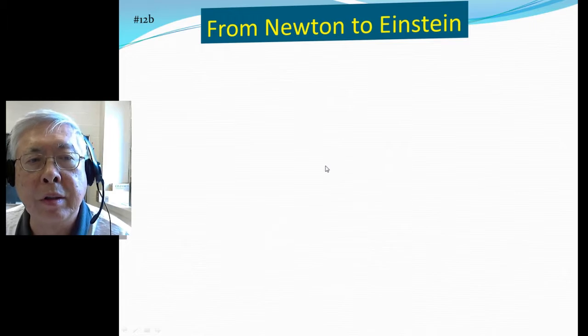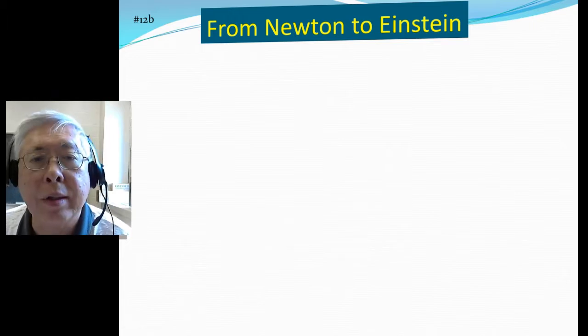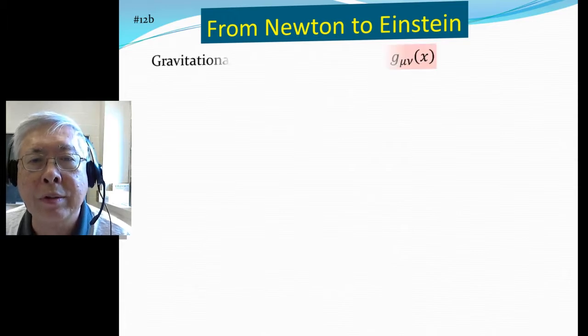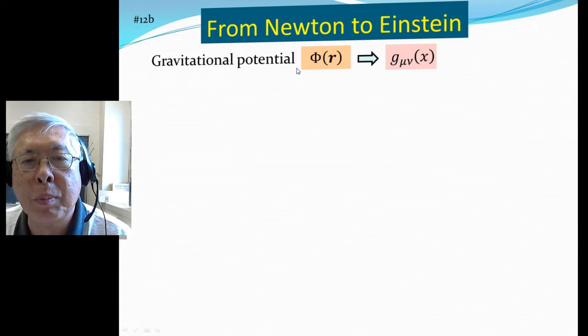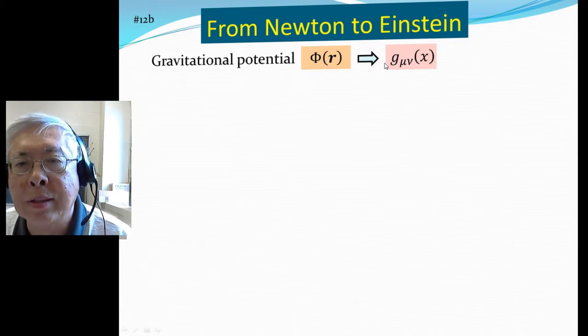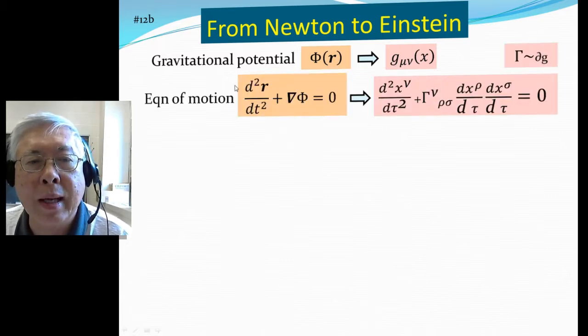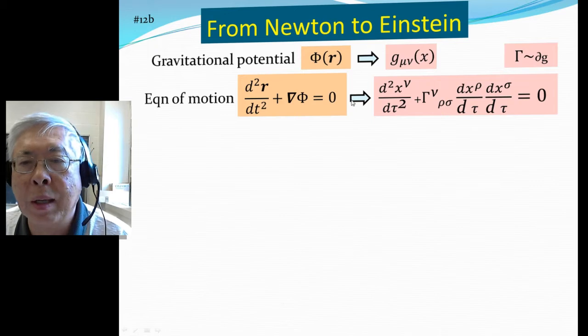We talked about the GR equation of motion being the geodesic equation. Now we're going to talk about more fully how to find the whole GR apparatus of equations, so how to go from Newton to Einstein. Remember, the Newtonian potential in Einstein becomes the metric tensor, a 10-component metric tensor, and the equation of motion becomes the geodesic equation, in which the Christoffel symbol depends on the first order of the metric.